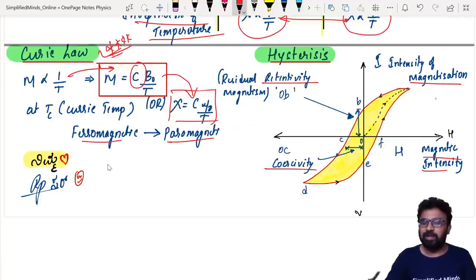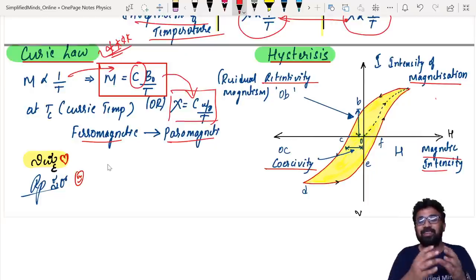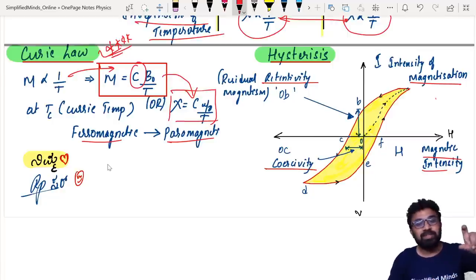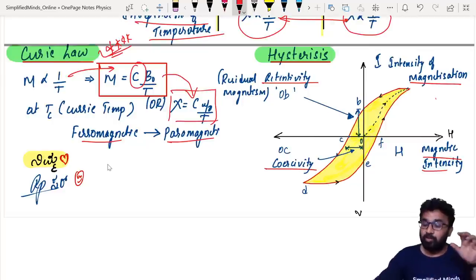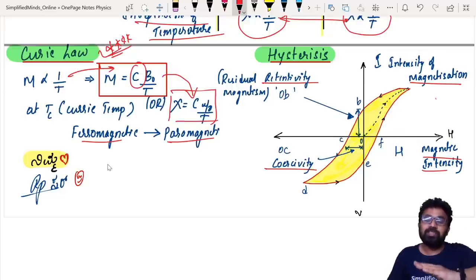Retentivity is very simple. When you apply an external magnetic field, magnetization develops in the material. Even if you remove the external field, it still has some value left inside. There is a lagging, no? This lagging is called hysteresis, and how much is left is called retentivity or residual magnetism. Only if I want to make that zero do I have to apply magnetic intensity in the opposite direction. You apply an external magnetic field in the opposite direction to reduce it to zero. That is called coercivity.